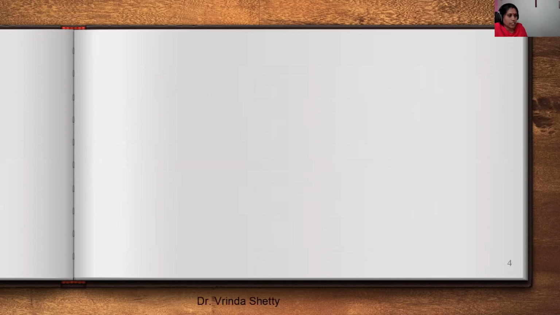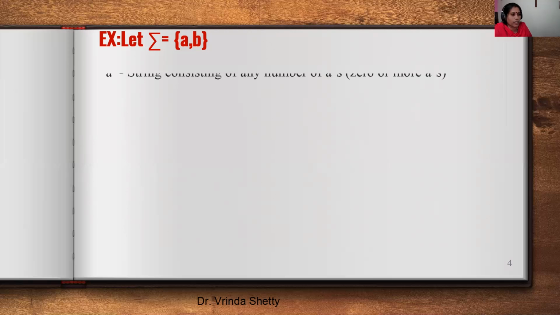Assume that sigma is an input alphabet with the input symbols A and B. What are simple regular expressions we can see? If we write A star, what does A star indicate? We know the difference between A star and A plus. Star indicates 0 or more occurrences, plus indicates 1 or more occurrences. So A star is a regular expression. It denotes the string consisting of any number of A's.